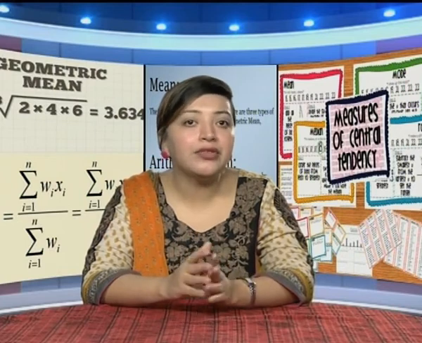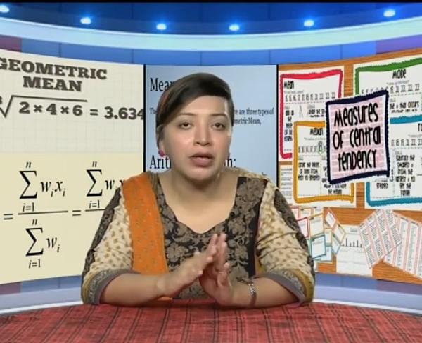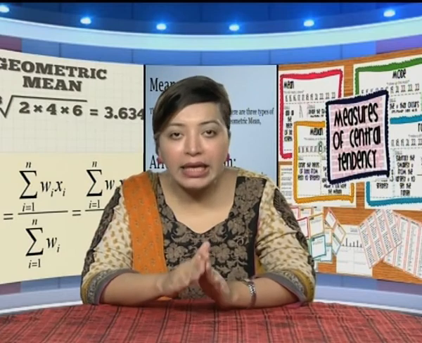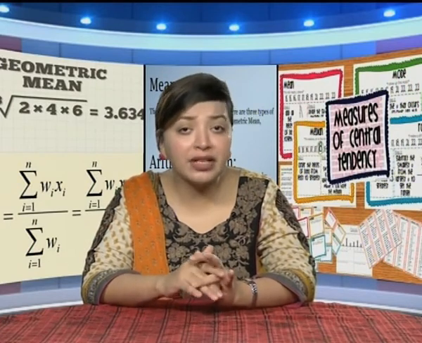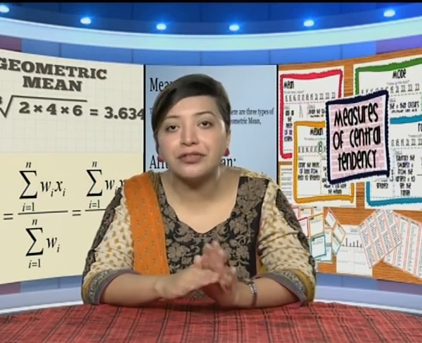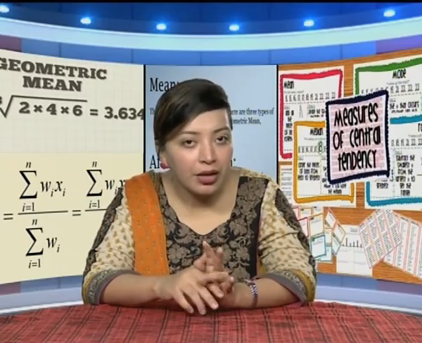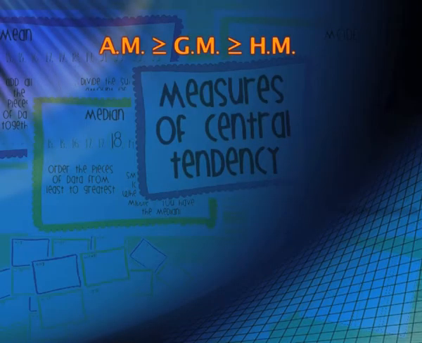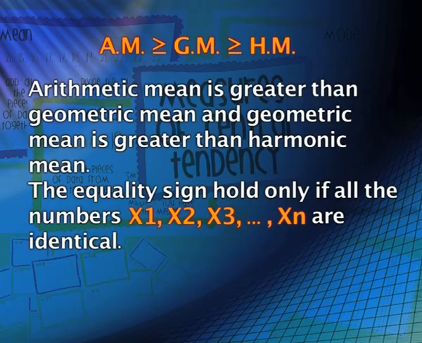Certain definite relationships exist among the various measures of central tendency. In any distribution, when the original items differ in size, the values of AM, GM and HM would also differ and will be in the following order. AM will always be greater than or equal to GM, which will always be greater than or equal to HM. That is, arithmetic mean is greater than the geometric mean and geometric mean is greater than the harmonic mean. The equality sign holds only if all the numbers x1, x2, x3, and so on, xn are identical.